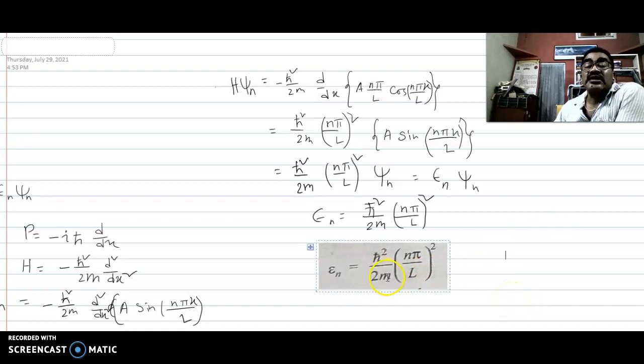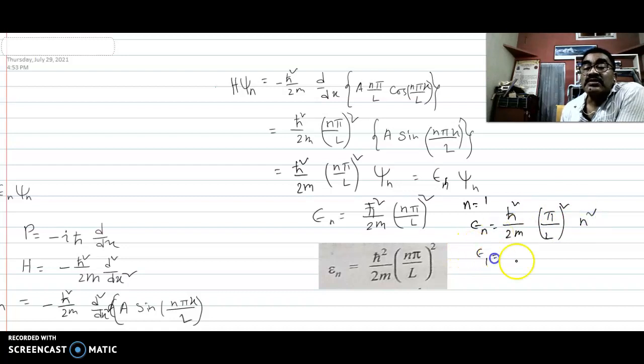Now we can get the energy value by putting n equal to 1, 2, and so on. Suppose n is equal to 1. Then we can write epsilon n is equal to h cross square by twice m, pi by l whole square, times n square. If we take n equal to 1, epsilon 1, the first energy level, is h cross square by twice m, pi by l whole square. This becomes 1.